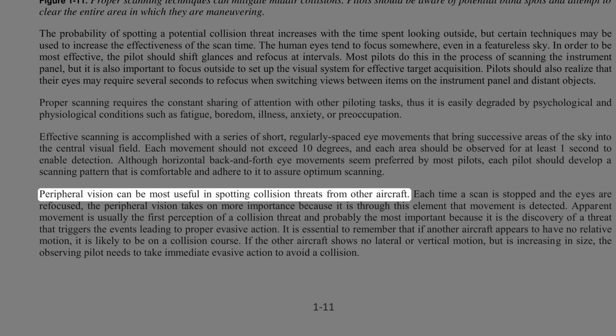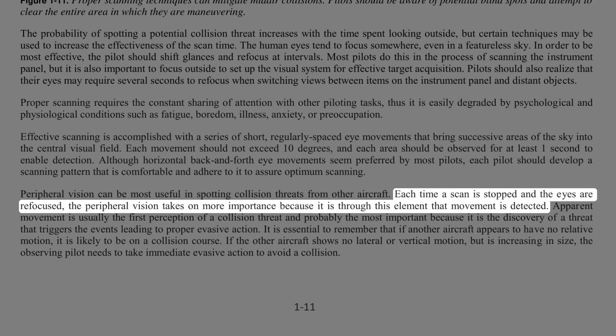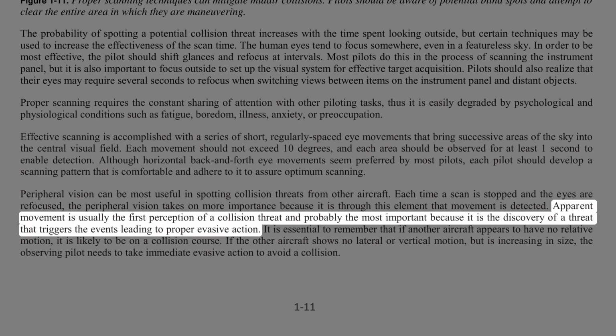Peripheral vision can be most useful in spotting collision threats from other aircraft. Each time a scan is stopped and the eyes are refocused, the peripheral vision takes on more importance because it is the element by which movement is detected. Apparent movement is usually the first perception of a collision threat, and probably the most important because it is the discovery of a threat that triggers the events leading to proper evasive action.